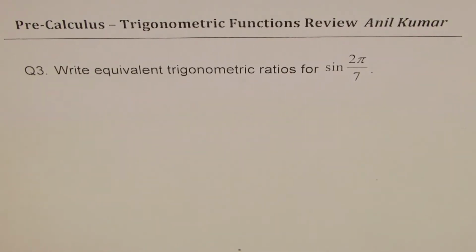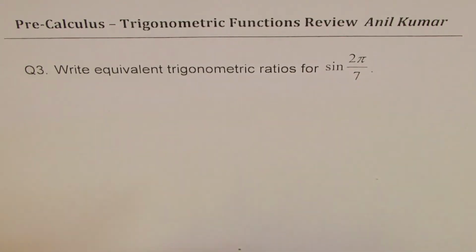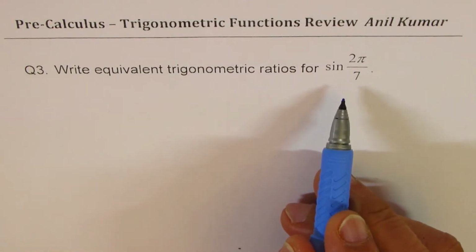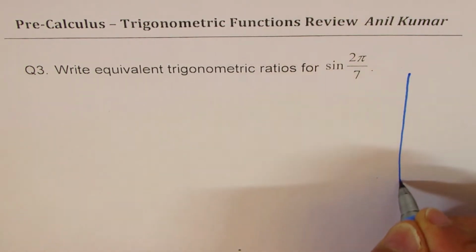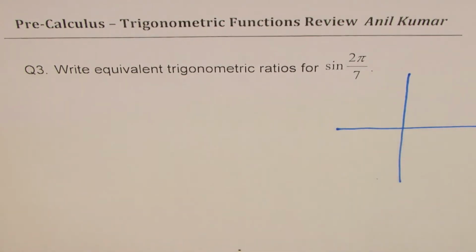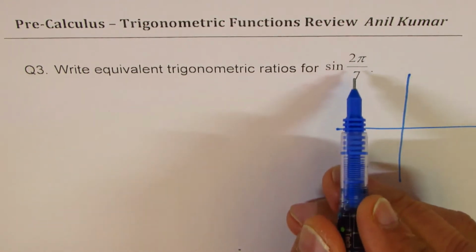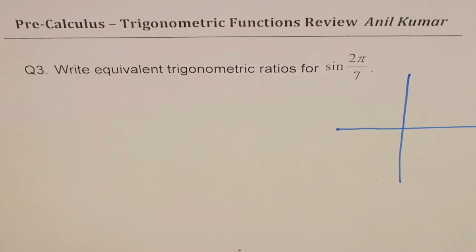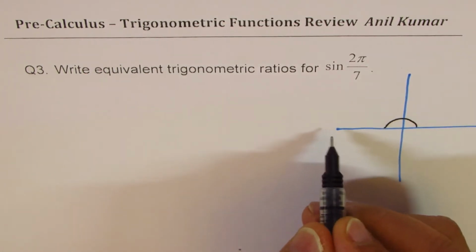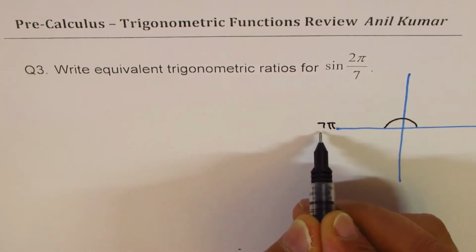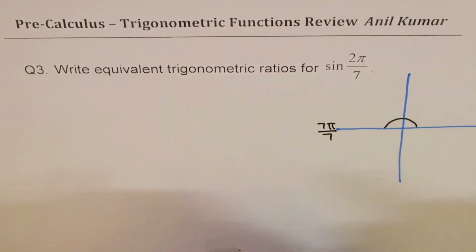Number 3. Write equivalent trigonometric ratios for sine 2 pi by 7. Now we are talking about correlated angles and co-function identities when we have a question like this. So let's look into the quadrant. We are given sine 2 pi by 7. That is to say that the whole pi is divided into 7 portions, correct? So if you divide the whole thing into 7 portions, this becomes 7 pi by 7. Is it okay? So here we have 0.